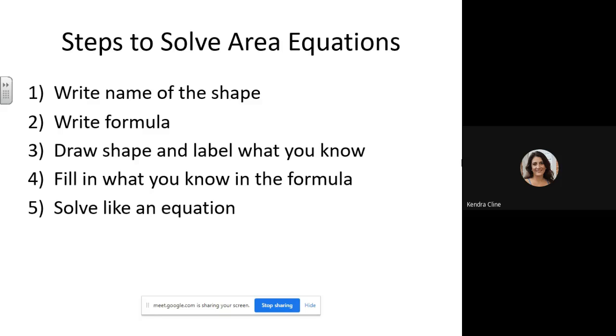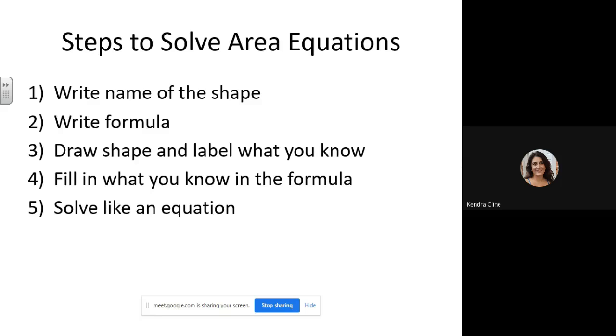Next, you're going to draw the shape and label what you know. A lot of kids want to skip this step, but this is a really helpful step. Draw the shape and label what you know, because that sort of turns it into a worksheet like the ones we were working on solving problems on Thursday and Friday. You've got a visual there of what you're working with, and it helps you clearly identify what each piece of the shape is and where to correctly put it.